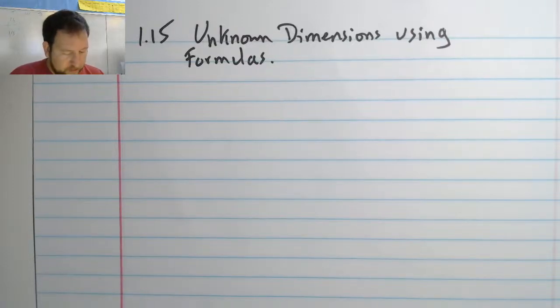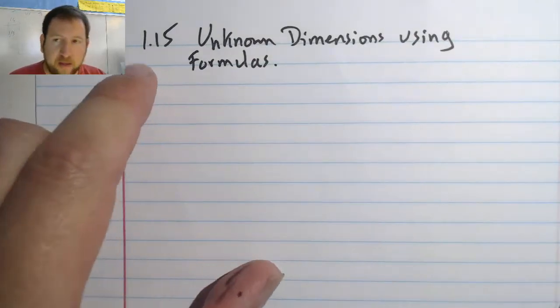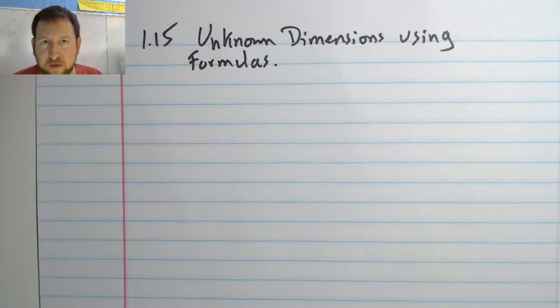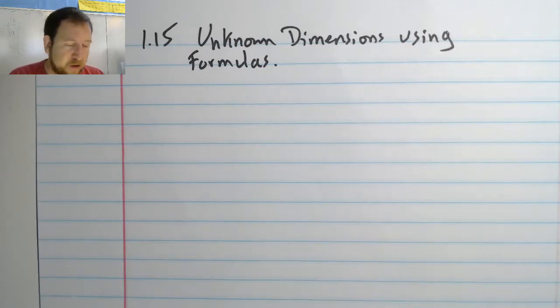Alright, I want to talk about section 1.15 now. This one's called Unknown Dimensions Using Formulas. And this time we're going to be going backwards from the direction that we went last time. So it's going to be kind of different than we've used before.